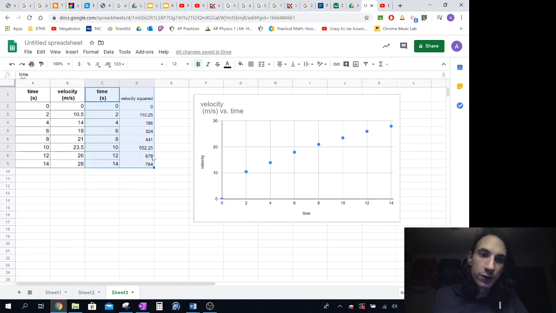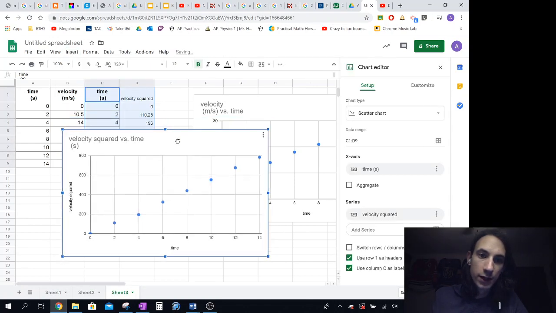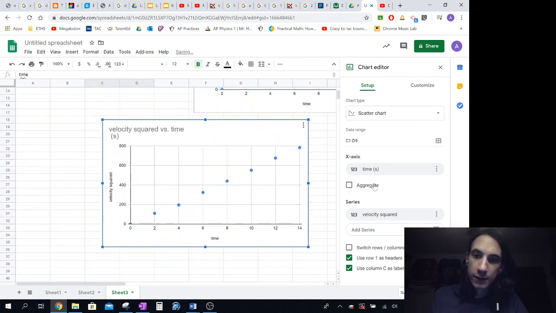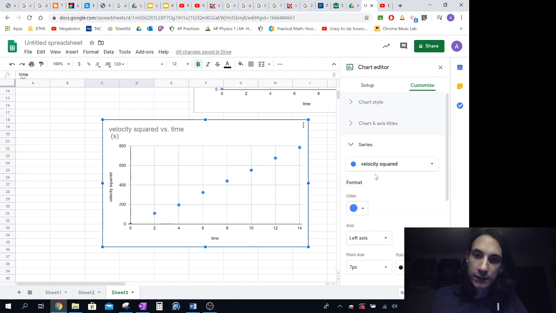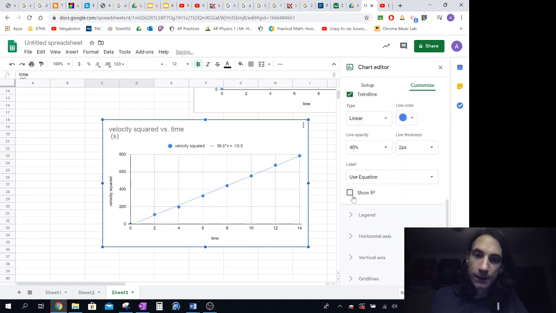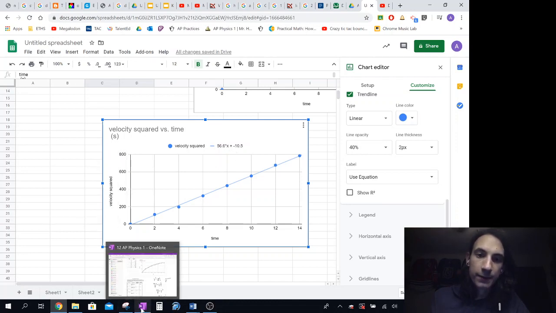Insert chart. And there we go. We have a nice linear relationship between them. So then we can again go to customize, series, trend line, label, use equation, and we have this nice relationship. We can say the slope is 56.6. We can say the y-intercept is relatively small compared to the values on our y-axis, this velocity squared, so we can just say that's close enough to 0. Let's say 56.6 times t.